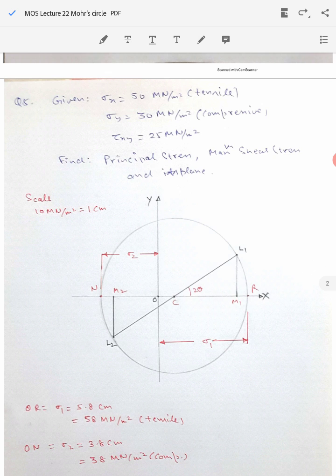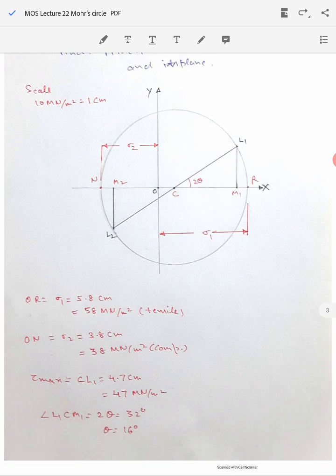You see, this is on the left hand side as we have measured, so this will be compressive in nature. So the first principal stress, 58 megapascal, is tensile because it is on the right hand side of the axis, on the positive side, and the second principal stress value, 38 megapascal, is on the left hand side of the origin, so that's why it is a negative value and it is compressive in nature. So one principal stress is tensile, another is compressive in this case.